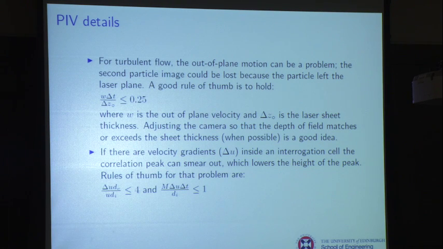If there are velocity gradients inside the interrogation cell, if you did not choke this thing with a lot of particles, and now you've got a big interrogation cell, if there's a velocity gradient across the cell, it's going to smear the correlation peak, and you only see that if you look at the correlation peak. It's going to lower the height of the peak and make it difficult. It becomes more and more difficult to find the top of the peak when this thing starts to go flat like that, because there's always going to be some noise there. So these are the rules of thumb for that.